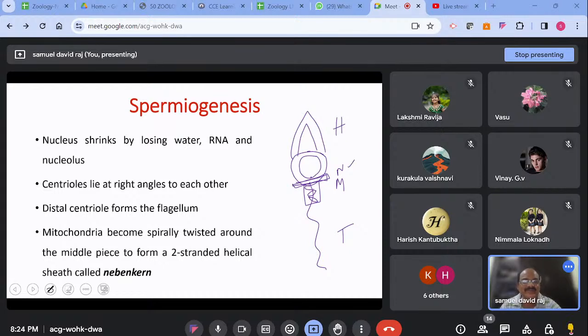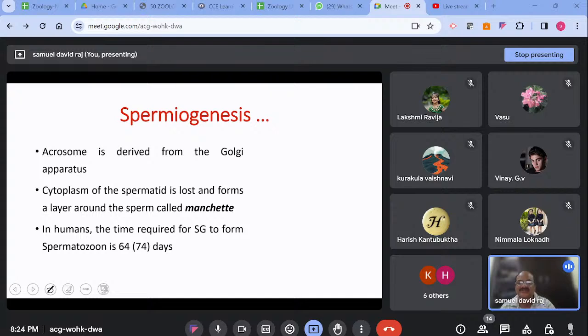And in so doing, the cytoplasm gradually comes down, and the mitochondria gradually come down to form a two-stranded helical sheath, and this is called the Nebenkern. So some question may be asked about what the Nebenkern is. Nebenkern is nothing but the two-stranded helical sheath formed in the middle piece region, formed by the spirally twisted mitochondria. As these events are happening, almost the entire cytoplasm is lost, because during the growth phase it increases in size.